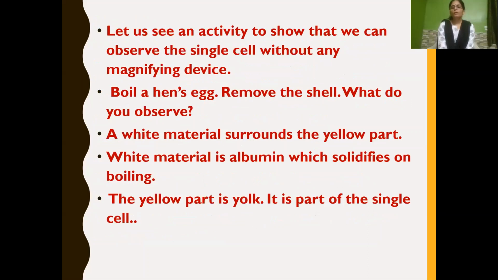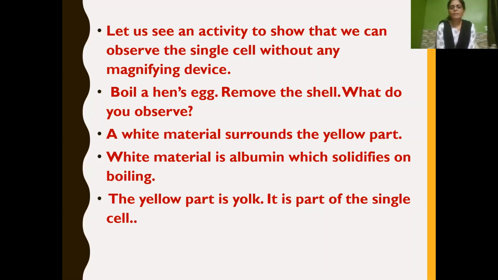And now let's have one activity to show that we can observe a single cell without any magnifying device. We know that a single cell which we can see with our naked eye is a hen's egg, isn't it? So now we have to take one hen's egg, boil it and remove the shell. After removing the shell, what do we observe? A white material which surrounds the yellow part.